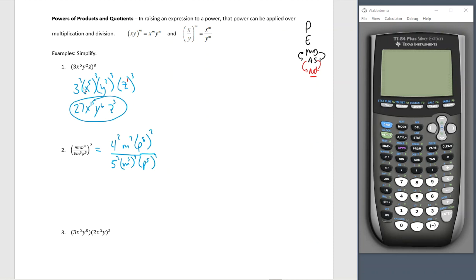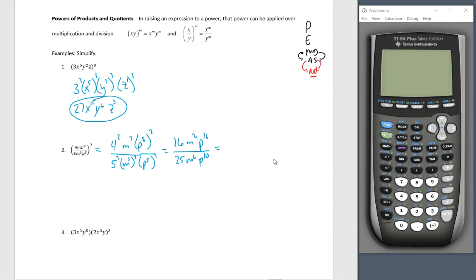So I didn't do any simplifying ahead of time. Probably should have, but I just didn't feel it. It wasn't the first thing I thought of. But I will show you one where we do simplify inside first. So 4 squared is 16, m squared. A power raised to a power, 8 times 2 is 16, so that's p to the 16th. 5 squared is 25. A power raised to a power, so m to the third squared, 3 times 2 is 6. p to the fifth squared, 5 times 2 is 10.